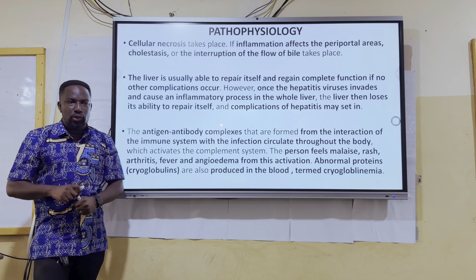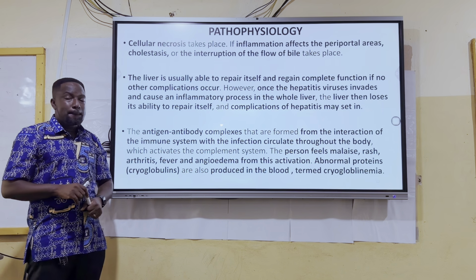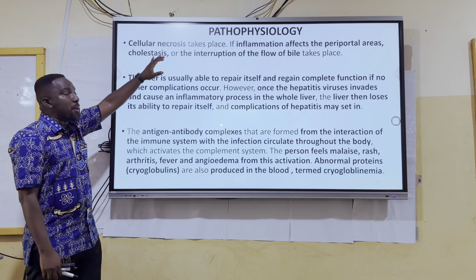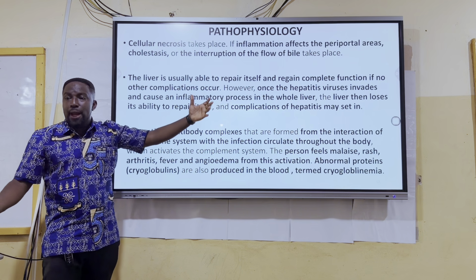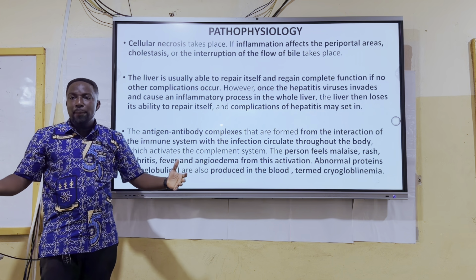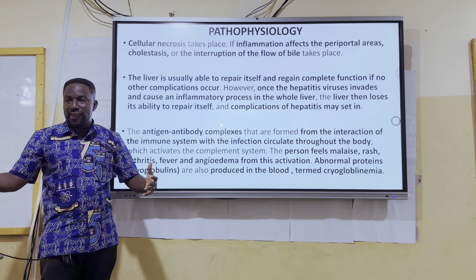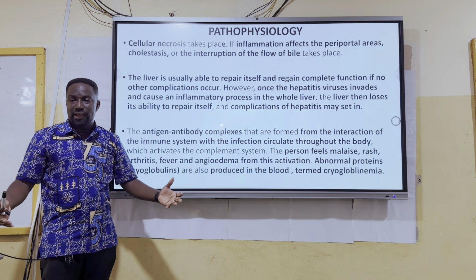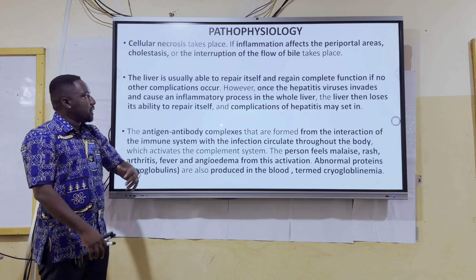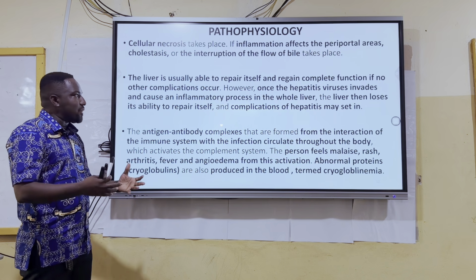Cellular necrosis. Now, necrosis simply means death of what? The hepatocytes. Death. So the inflammatory reaction happening in the liver, coming from what? The cytokines and the natural killer cells, is going to lead to what? Cellular necrosis. That is death of the liver cells or the liver hepatocytes.